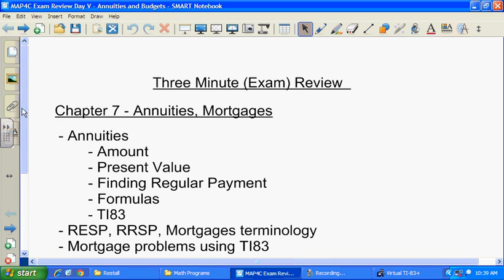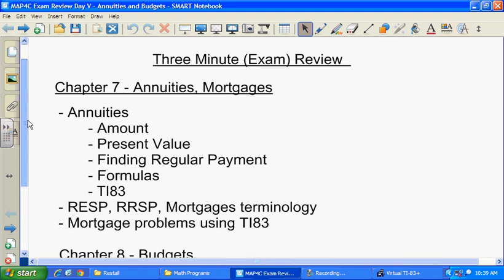Chapter 7 was on annuities and mortgages. We saw a couple of ways to solve these sorts of things, and the idea was an annuity is repeated payments or investments, and we found things like the amount at the end, the present value of them. We found how much you'd have to pay back or invest to get a certain amount at the start or the end, and we used formulas to do this, and we also leaned on the TI-83s.